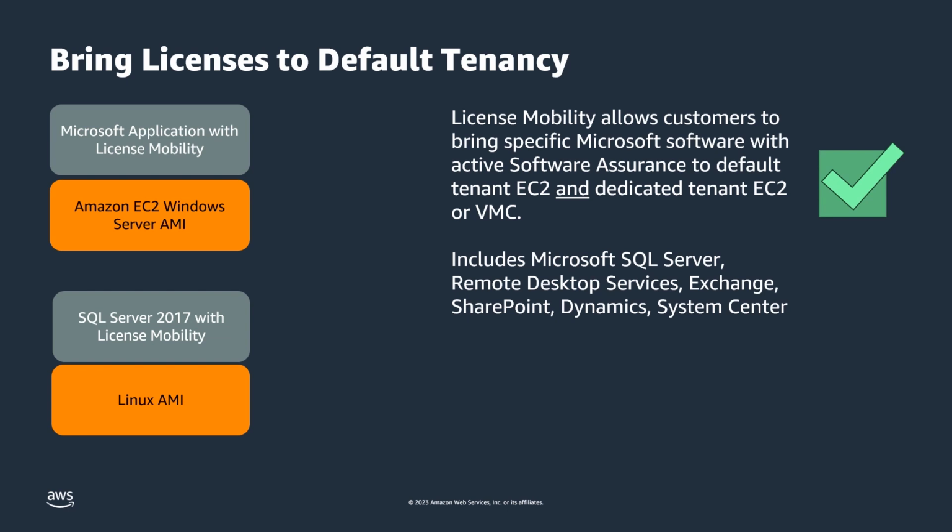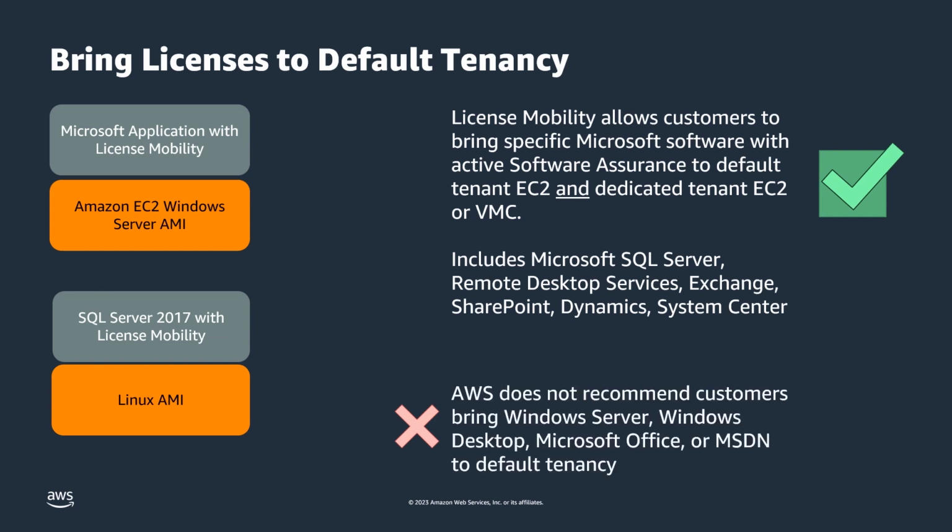Now, there are many products that have license mobility, which again is the option to bring those licenses to shared or dedicated tenant environments. Some products that are included are SQL Server, Remote Desktop Services, Exchange, SharePoint, Dynamics, and System Center. However, there are some products that do not have license mobility, even when they have software assurance. Those products include Windows Server, Windows Desktop, Microsoft Office, and MSDN. AWS would not recommend that customers bring those licenses to our shared tenant environments because that would conflict with Microsoft license terms, unless they have some sort of an exception.